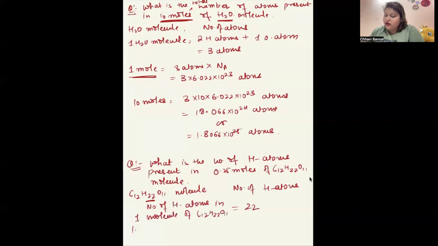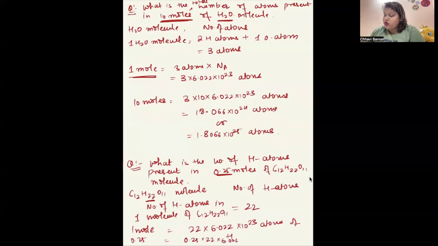How many will be there in 1 mole? 22 into 6.022 into 10 raised to power 23 atoms of hydrogen, right? Now, how many moles are given? 0.25. So, in 0.25, how many will be there? 0.25 into 22 into 6.022 into 10 raised to power 23 atoms of hydrogen. You can do your calculation, okay? This is how we are supposed to solve the question. I hope this is clear now.